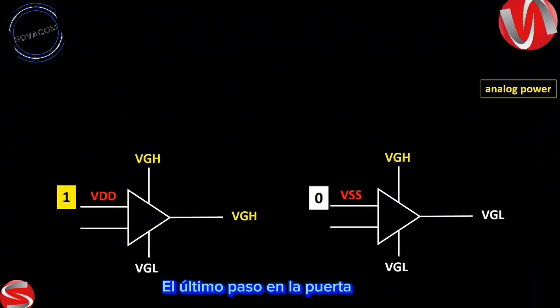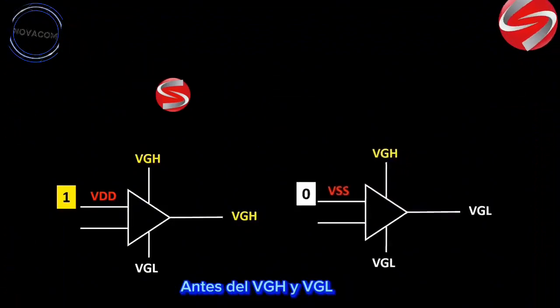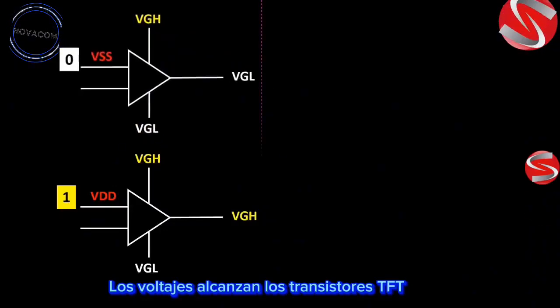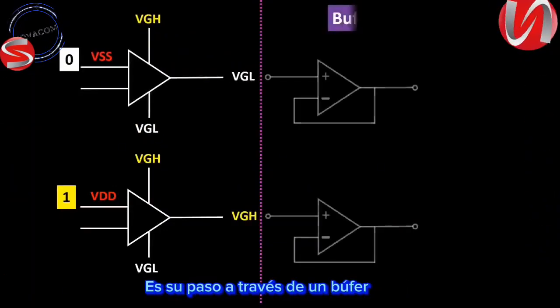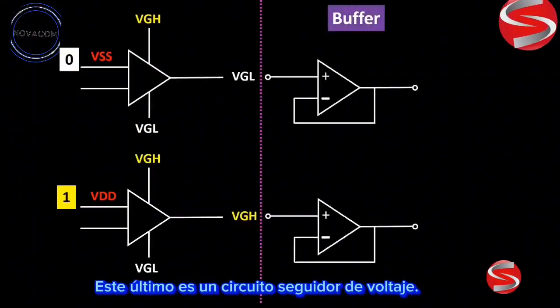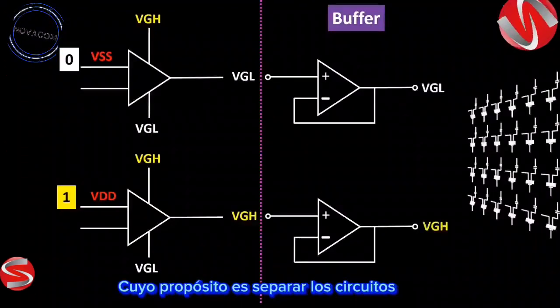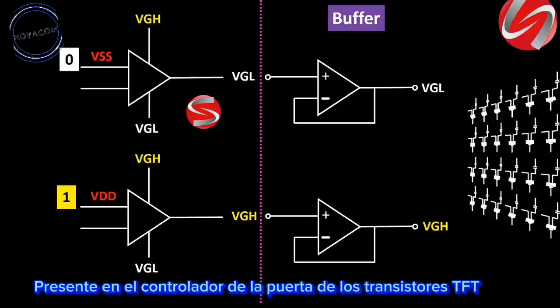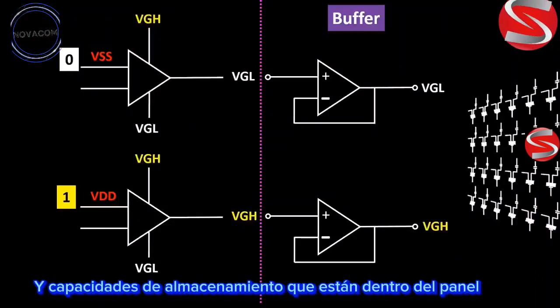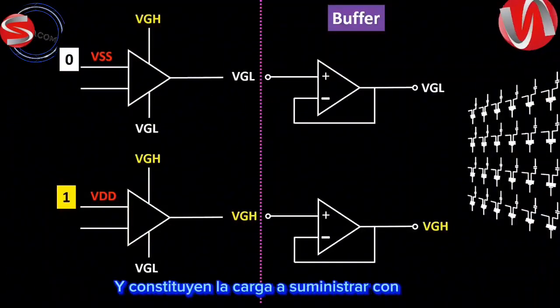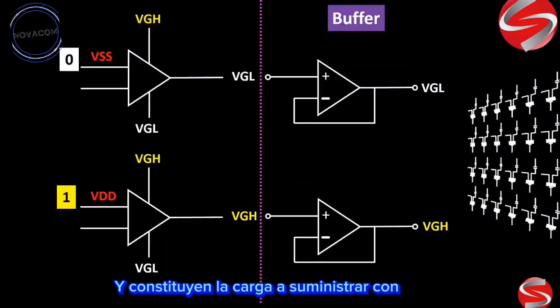The last step in the gate driver, before the VGH and VGL voltages reach the TFT transistors, is their passage through a buffer. The latter is a voltage follower circuit whose purpose is to separate the circuits present in the gate driver from the TFT transistors and storage capacities that are inside the panel and constitute the load to be supplied with voltage.